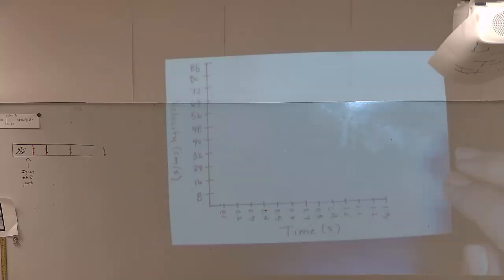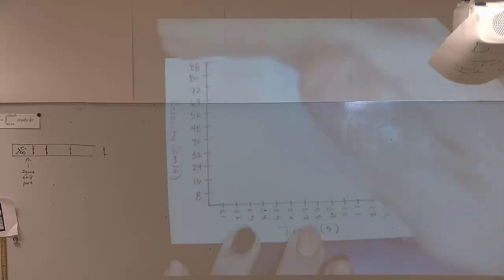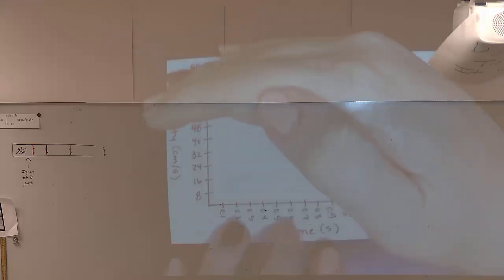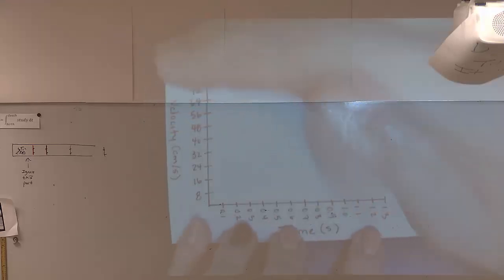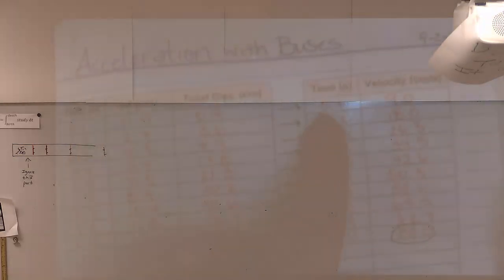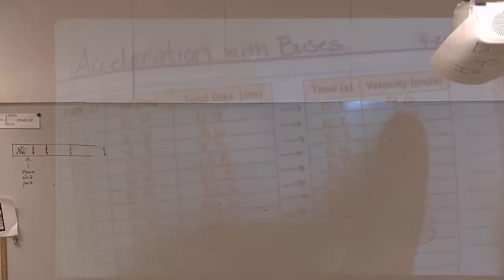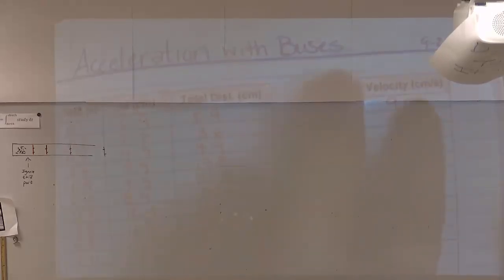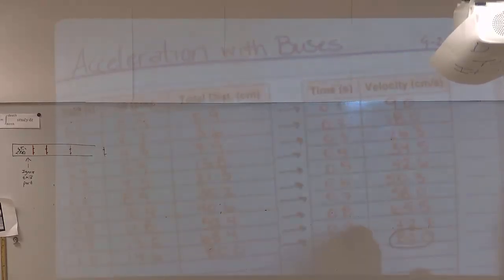So now I'm just going to plot my data points. I know that you can't see all of the blue lines on my graph paper, but that's okay. You'll still be able to tell what I'm doing. So again, you're looking at time and velocity. Okay? Time, velocity, time, velocity. Make sure you're only graphing time and velocity.